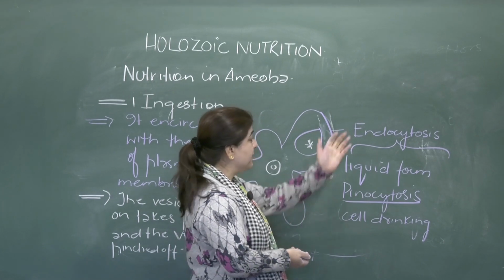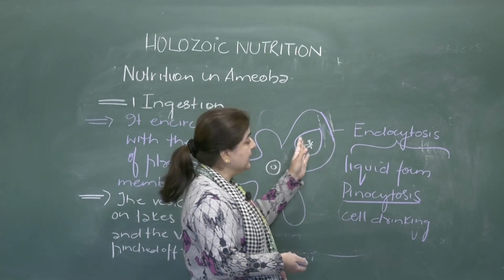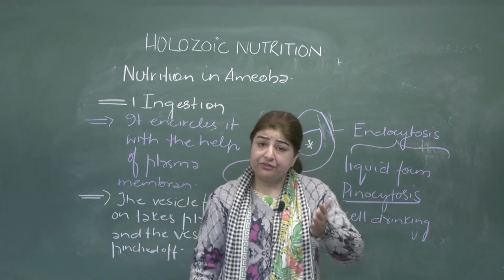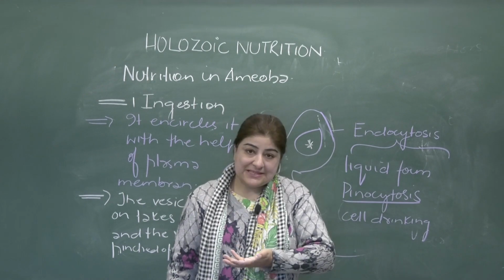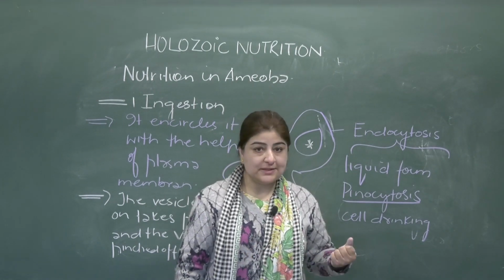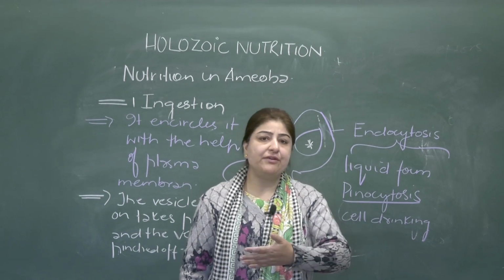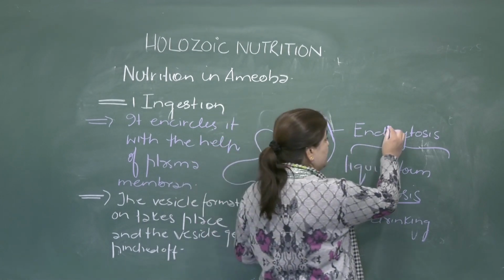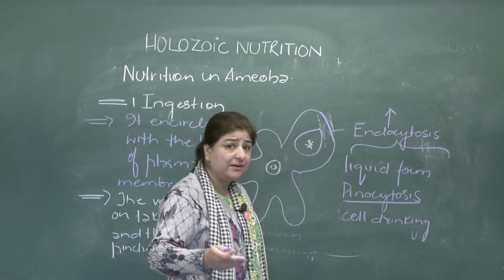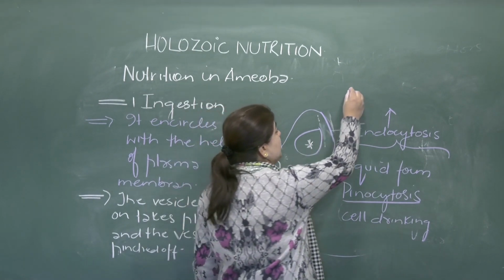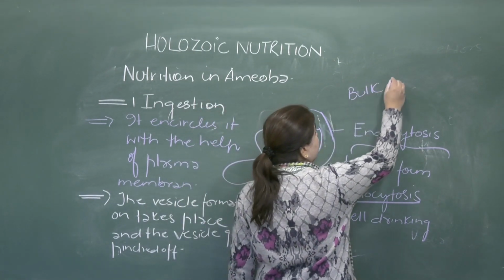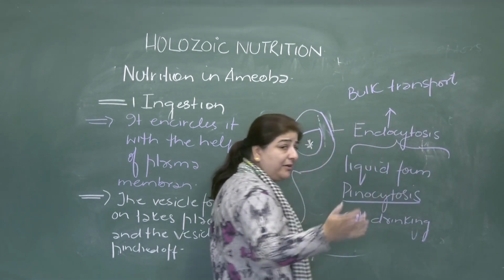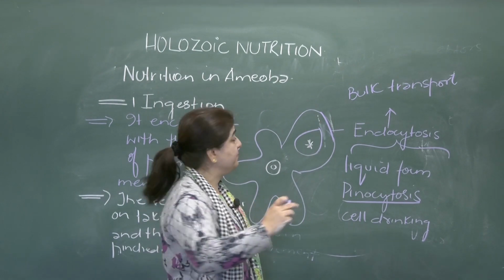So the process by which the food is taken inside is termed as endocytosis, and endocytosis can usually be of two types. If the food is taken in solid form, it is termed as phagocytosis. If the foodstuff is in liquid form, the process is known as pinocytosis. Now again, endocytosis comes under bulk transport. This is basically bulk transport, and this bulk transport is energy dependent.